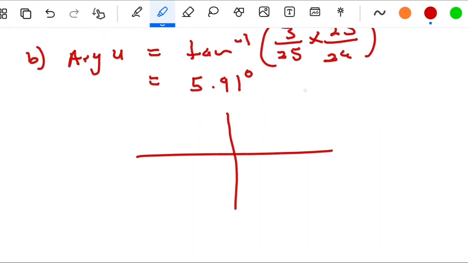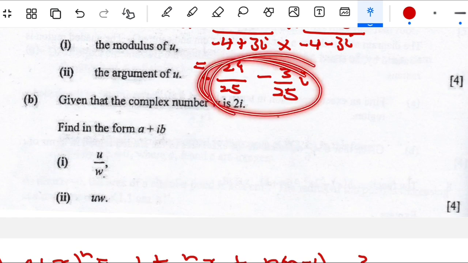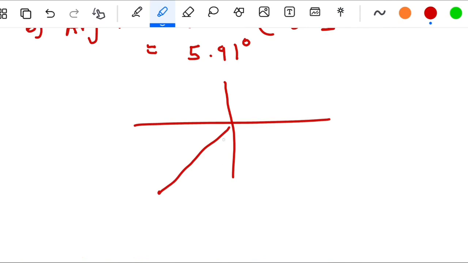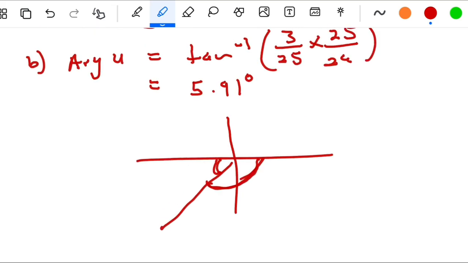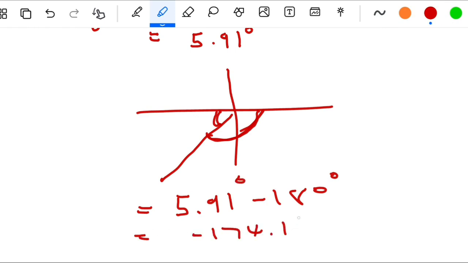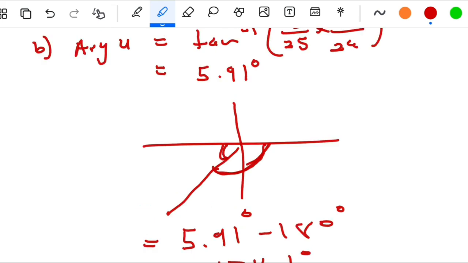Okay, so an argument is not as easy as that. So we have quadrants here. Since these two here are negatives, it means we are on this quadrant here. If we are on this quadrant, we want this angle. What we just found is this one, but we want this one. So how can we find that one? We are going to say our angle, which is 5.91 minus 180 degrees, which is going to be negative 174.1 degrees. So this is our argument.